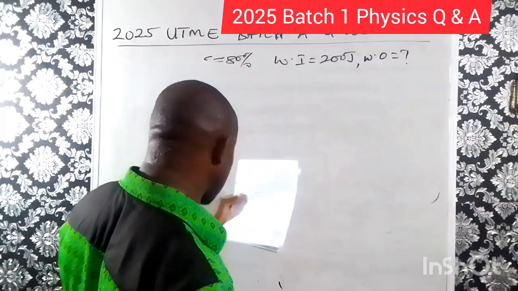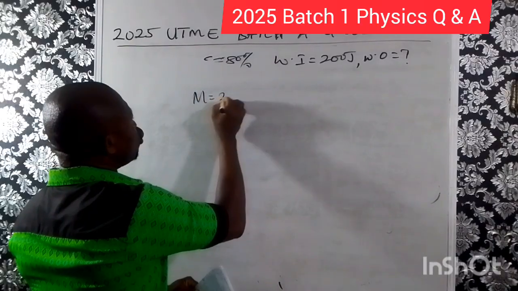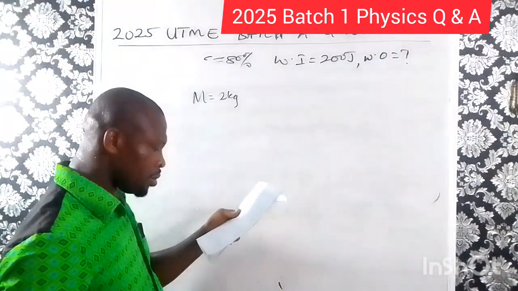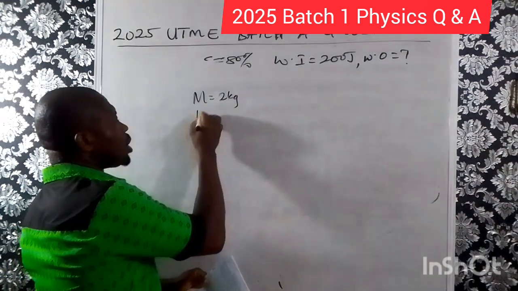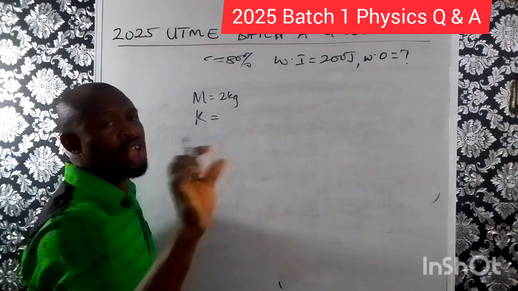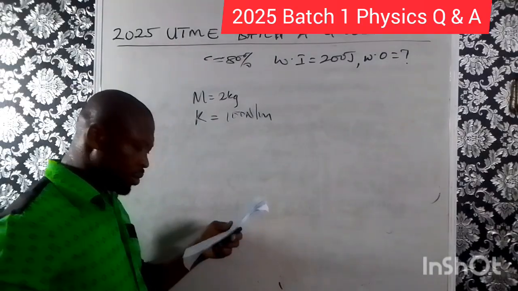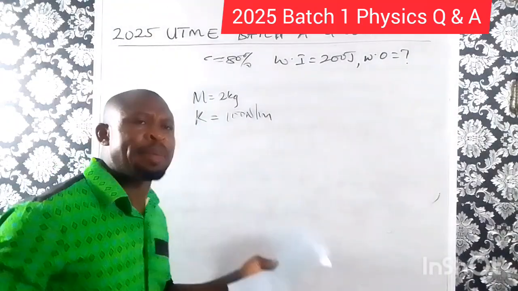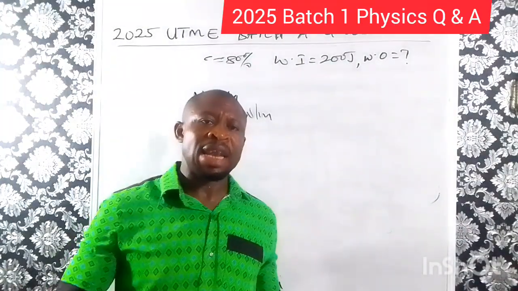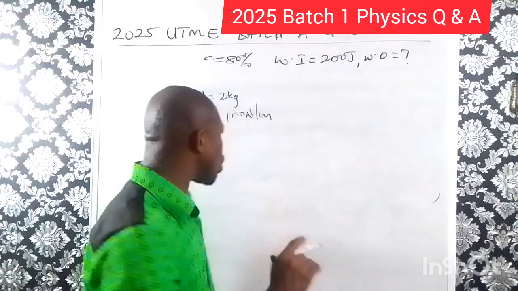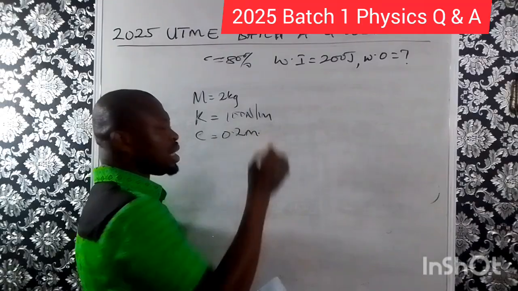Let us x-ray what is given. We have a mass. The mass there is 2 kg. Attached to a spring with spring constant, or the force constant of the spring, 100 Newton per meter. If the block is displaced by 0.2 meters, that means the displacement, either you call it x or you call it the extension E, which is 0.2 meters.